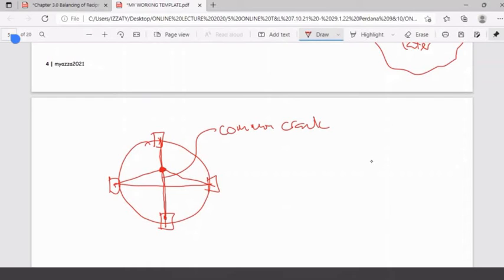So common crank at 90. Oh, sorry, it's not 90 degrees. At 0 degrees vertically. At 0 degrees. So your 0 will be here. This one will be 90.